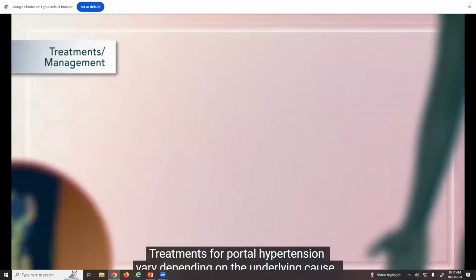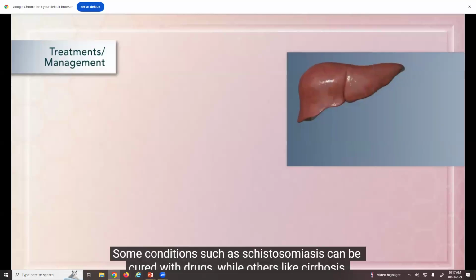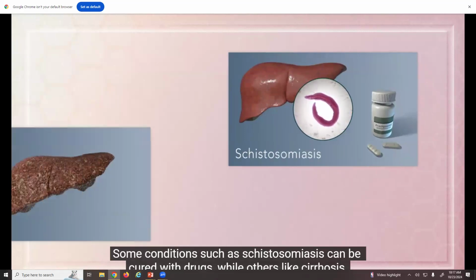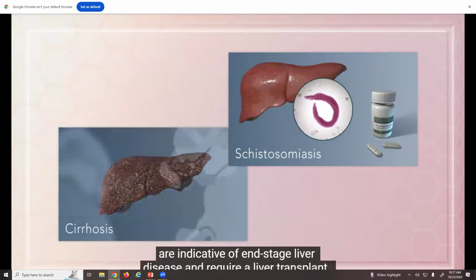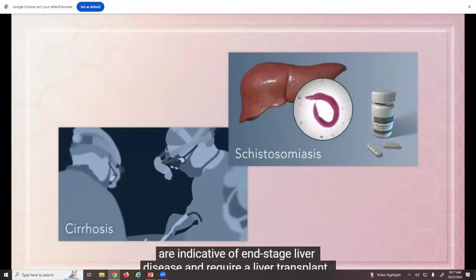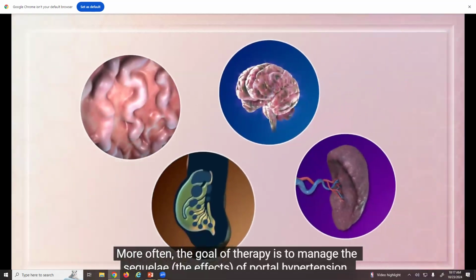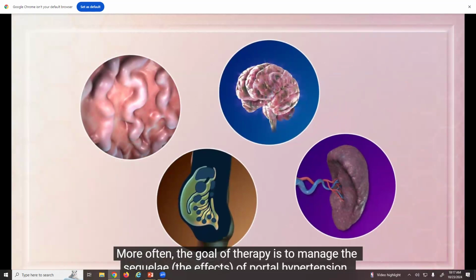Treatments for portal hypertension vary depending on the underlying cause. Some conditions, such as schistosomiasis, can be cured with drugs, while others, like cirrhosis, are indicative of end-stage liver disease and require a liver transplant. More often, the goal of therapy is to manage the sequelae, the effects of portal hypertension.